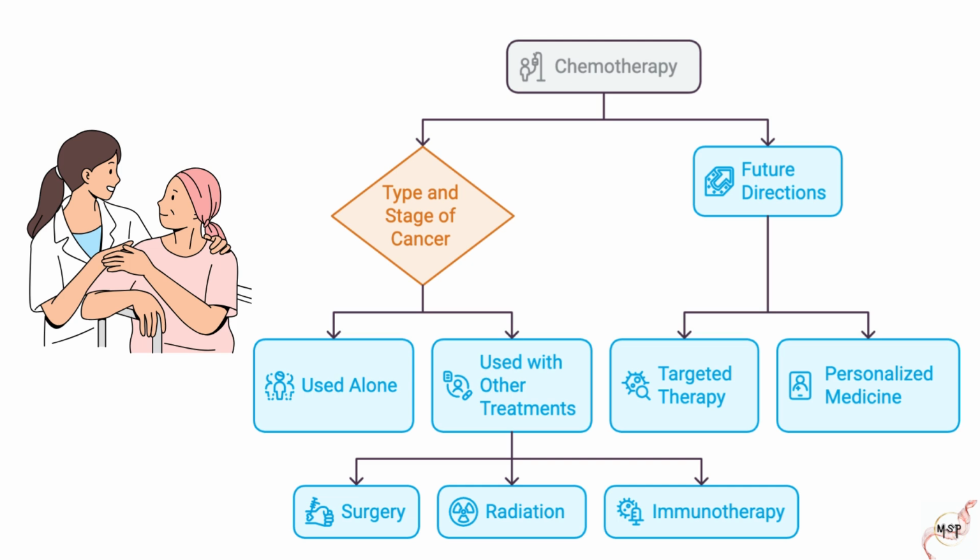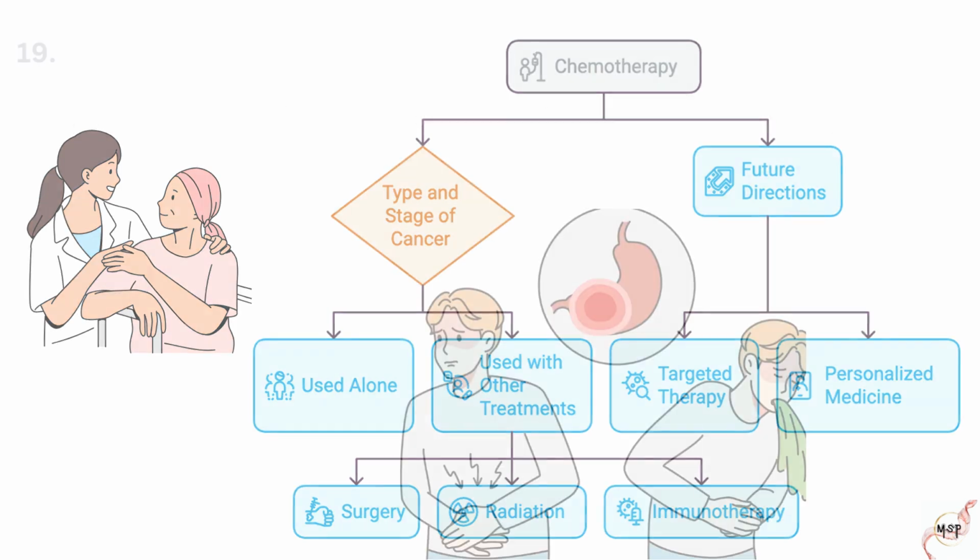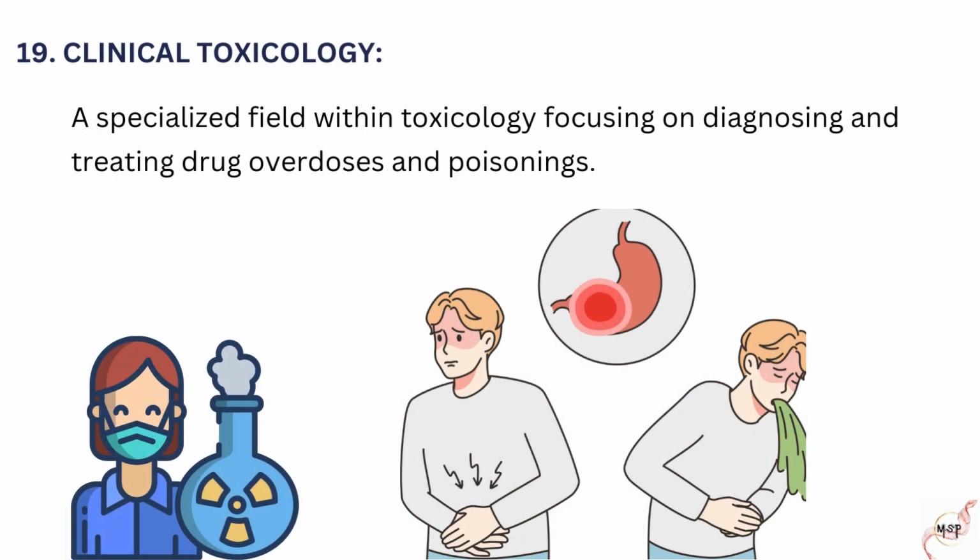Some drugs prevent cancer cells from copying their DNA, while others break them down from within. Every patient is unique. Depending on the type and stage of cancer, chemotherapy can be used alone or with other treatments like surgery, radiation, or immunotherapy. The future of chemotherapy lies in targeted therapy and personalized medicine, where drugs attack cancer cells with precision while sparing healthy tissues.